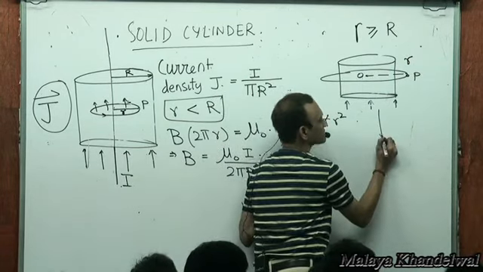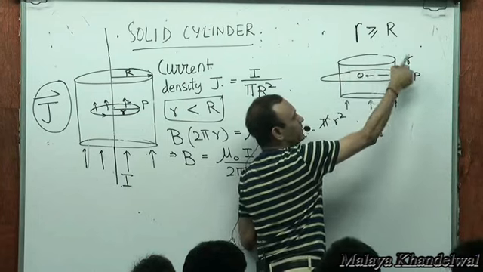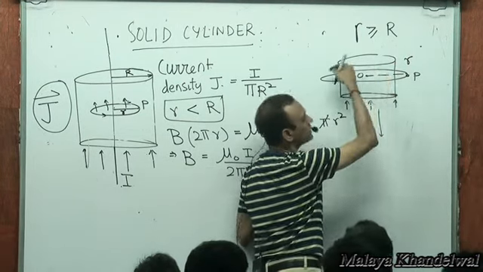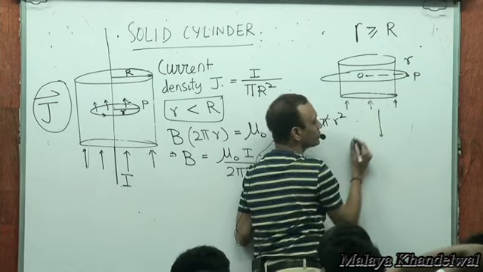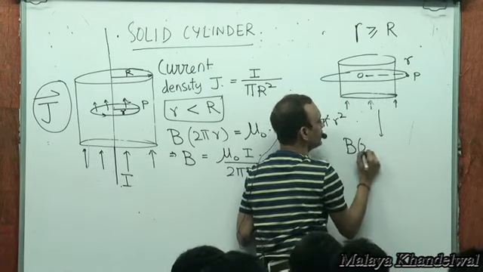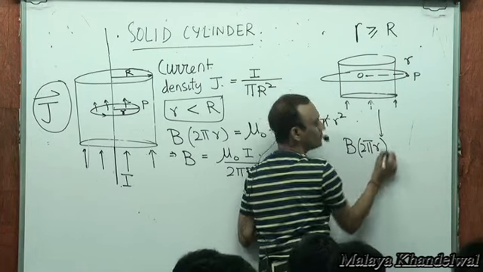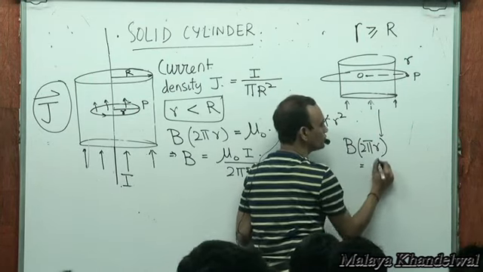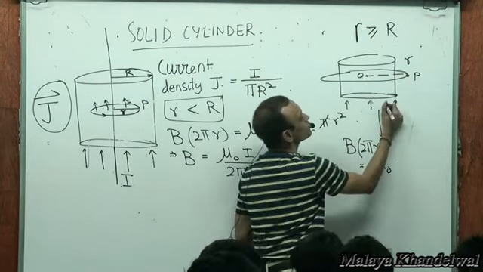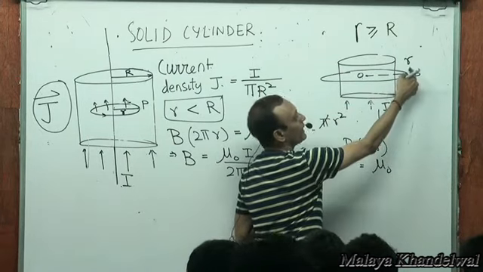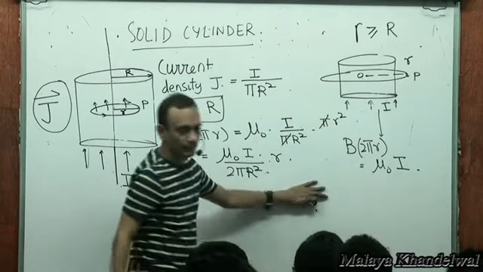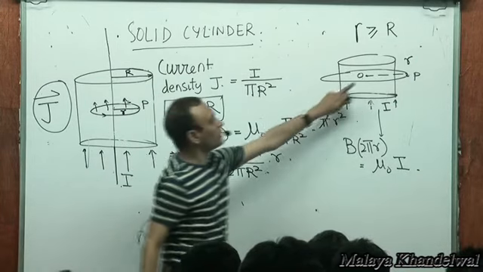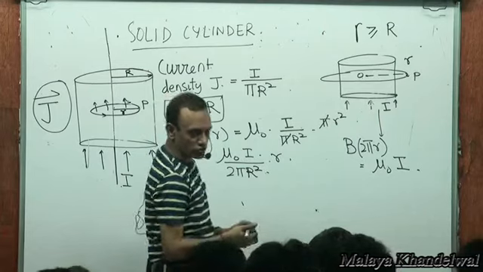So for this case, again B from symmetry would be along the tangent. B dot dl would be B into 2 pi r, where r is the radius of this Amperian loop. So B into 2 pi r would be the line integral B dot dl, and that must be equal to mu naught times the total current enclosed, which will simply be I. No matter what small r you take, this will simply be I, for points outside. Clear?